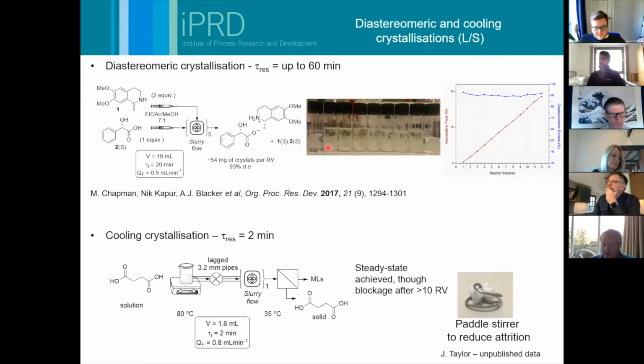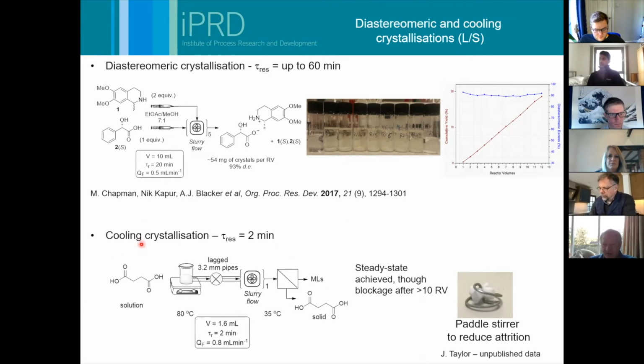And you can see the vials of the crystals collected are in the graph. This is the cumulative yield and the diastereomeric excess as it's formed there. So eventually it did block, but we ran it for 13 reactor volumes, 13 hours here. Eventually it blocked and it was washed out, but by then we've got the data that we needed.